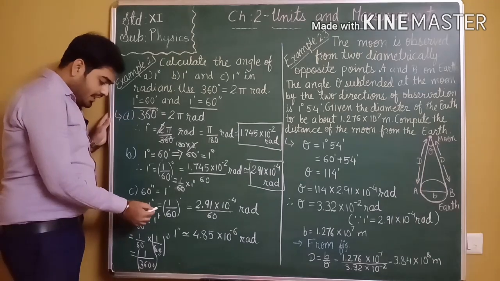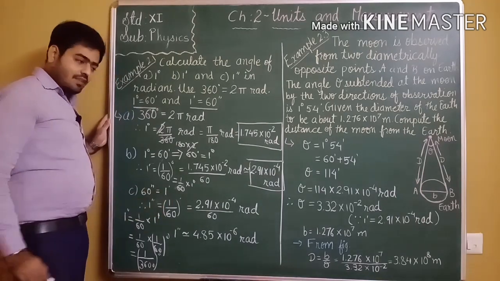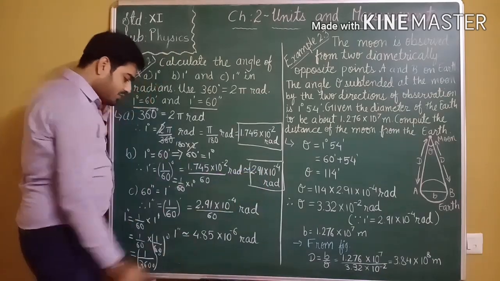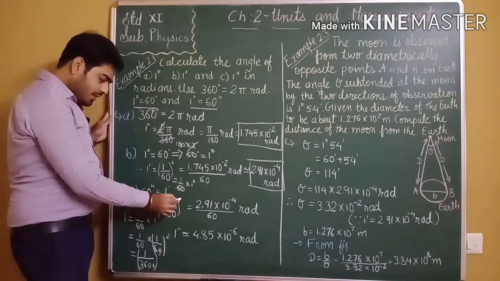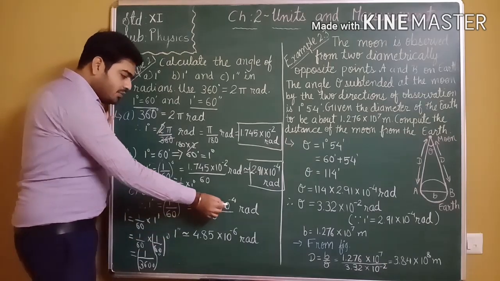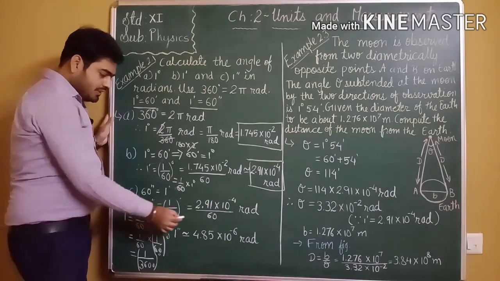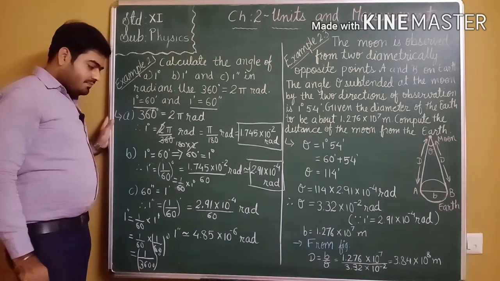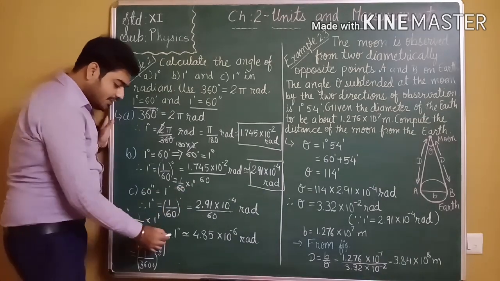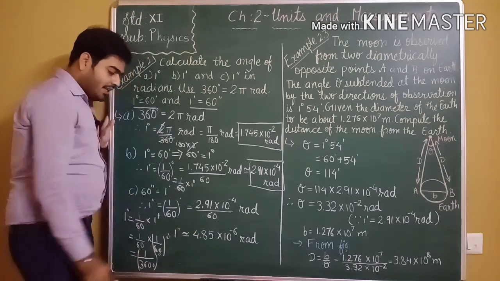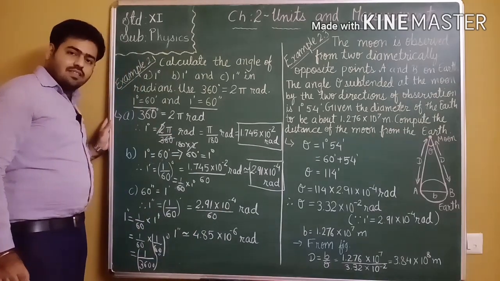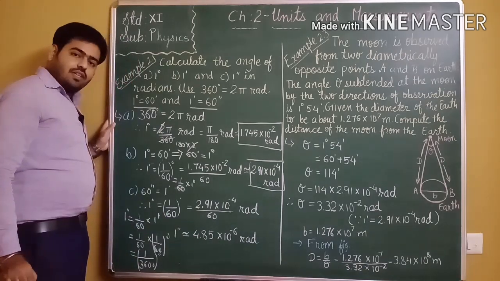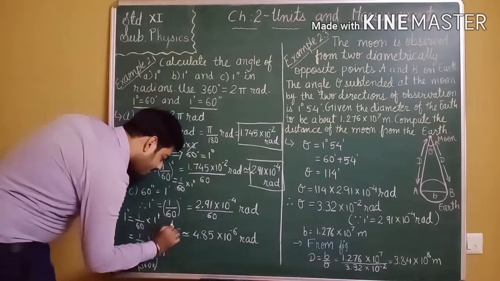So 1 second is 1/60 of a minute, and the value of 1 minute is available to us, that is 2.91 into 10 raised to minus 4 radian. Instead of this 1 minute we can write 2.91 into 10 raised to minus 4 radian upon 60. Now if we solve this, we will get 1 second is equal to 4.85 into 10 raised to minus 6 radian.